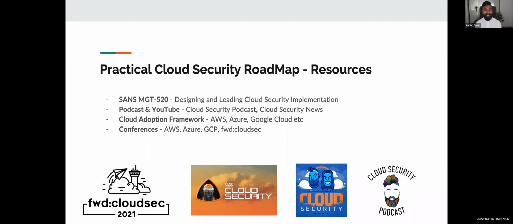There are conferences from each of your cloud service providers. Amazon has one in December called AWS re:Invent. Microsoft has something called Microsoft Ignite. Google has something called Google Next. SANS obviously has webinars like these and summits that you can attend to upskill yourself on the roadmap. We, of course, have the MGT 520, which is a course that I co-teach with Jason Lamb. You can also refer to the podcast as well.